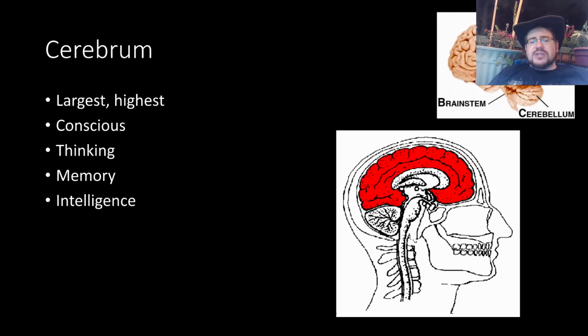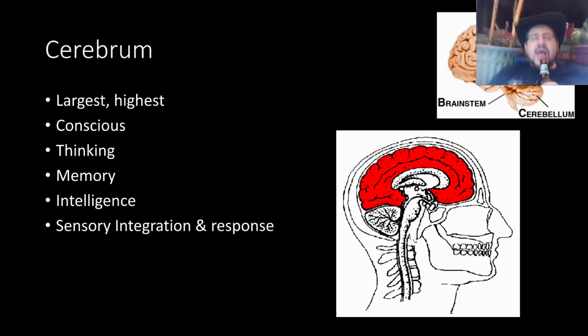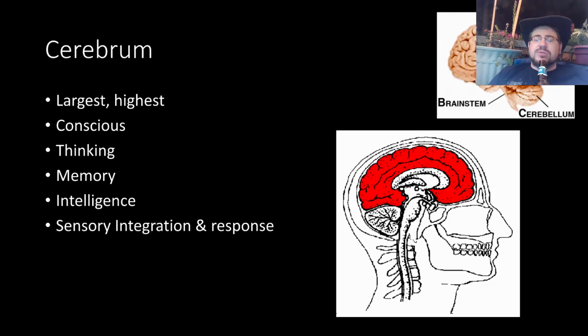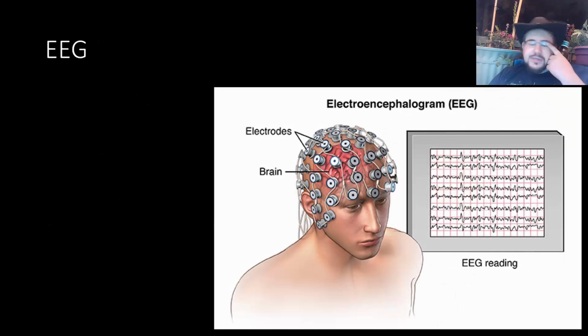So, the largest, highest portion of your brain, that is the seat of conscious thought. So it's where your consciousness and your thinky comes from. It's also where you store memories, and it's the seat of your intelligence. And then various regions in the cerebrum take sensory information from the little sensors in your body, and they integrate them so that you sense them, you put it together and sense it all at once. So, sensory integration, and it's responsible for sending out the responses to that sensory information.